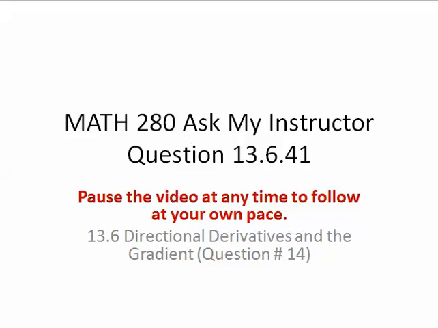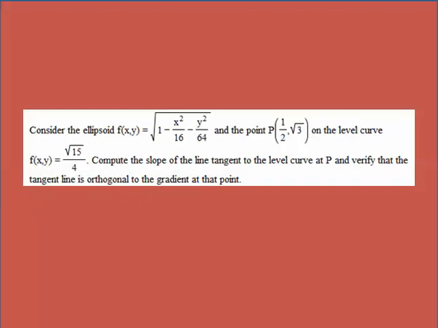13.6.41. Consider the ellipsoid and the point P on the level curve. Compute the slope of the line tangent to the level curve at P and verify that the tangent line is orthogonal to the gradient at that point.